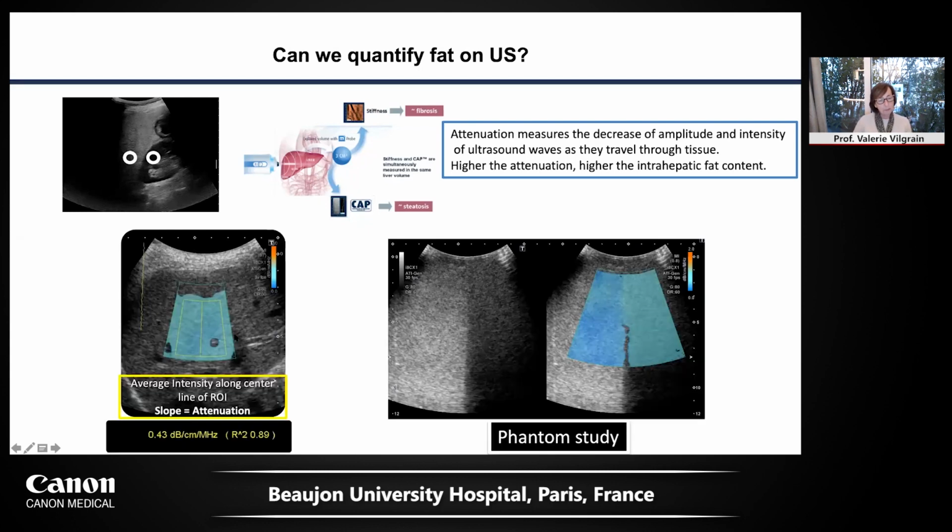And this is an example that we may obtain. In the bottom right, you see two different phantom tissues with different grades of fat within the tissue. And you can see that with the attenuation measurement, we can clearly depict the presence of fat. But I don't want to focus so much on fat quantification because Dr. Ferraioli will speak about that.